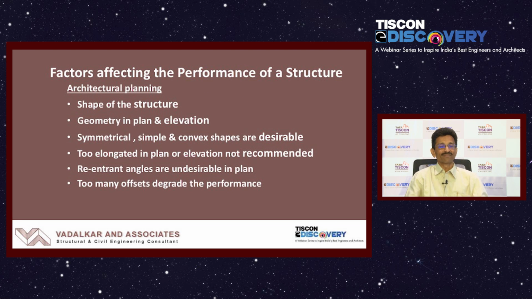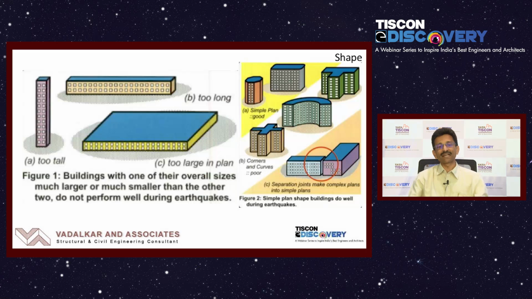Now what are the other factors? Let us just summarize this. One is the architectural planning. That accounts for the shape of the structure, the geometry in plan and elevation, which is most important. Symmetrical and simple structures are of course desirable. The code also says that. A structure too elongated in plan or elevation is not recommended. Re-entrant angles are also undesirable in plan, and too many offsets also degrade the performance of the building. These are some of the important parts, and these are some of the features I am trying to show you. This is from the very popular Earthquake Tips written by Professor C.V.R. Murthy. He is presently the director of IIT Jodhpur.